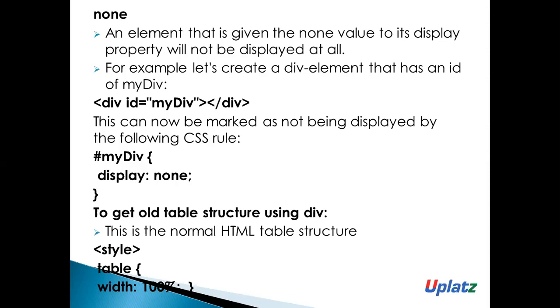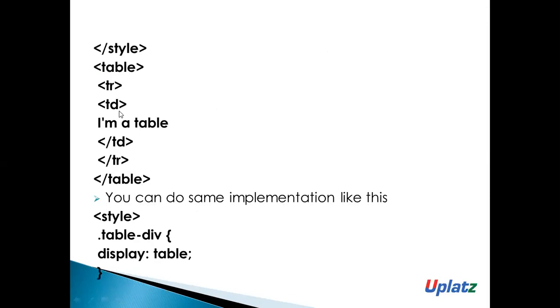To get the old table structure using divs, this is what you need to do. This is the normal HTML table structure. So style table with style. I'm just closing table inside the tr td and slash td slash tr. I'm just closing the table. So this is how you need to use it.